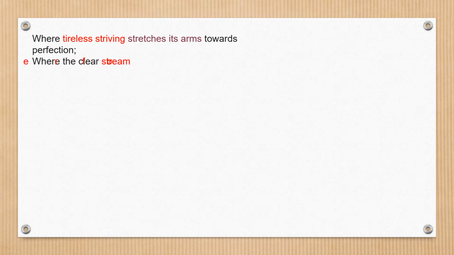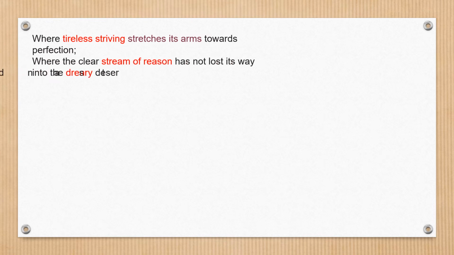Where the clear stream of reason has not lost its way into the dreary desert sand of dead habit. So, here again, the poet wants to say that the clear stream of reason means people should have clarity of thought without following any superstitious belief and without following old customs and tradition. Here, dead habit means old customs and tradition.